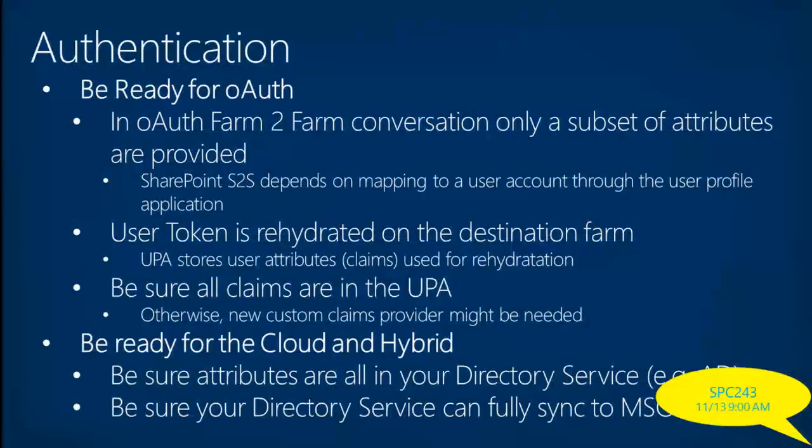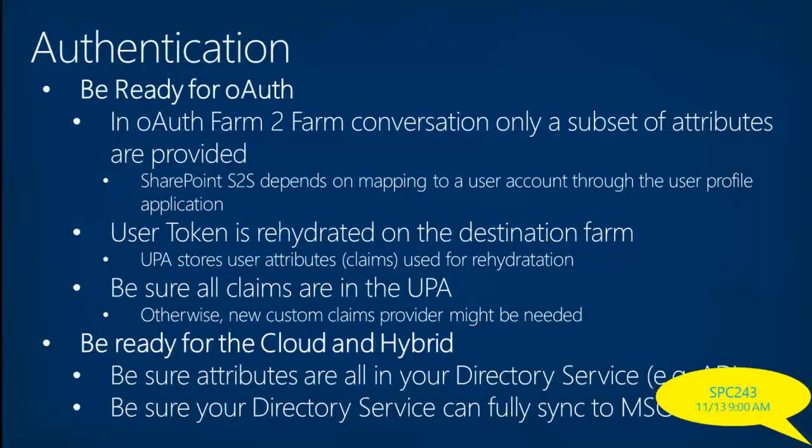But only the local UPA will be involved in order to grab all the claims and reconstruct the token from the claims. So you need to be sure that all the claims, group membership, and other attributes that you want to use to secure some of the information on the SharePoint side, in Exchange, we have roles that you can use to secure mailboxes or distribution lists, are available in the user profile application, so that the user profile application can be used to reconstruct the token from this OAuth call. And of course, this is super true even for SharePoint Online.